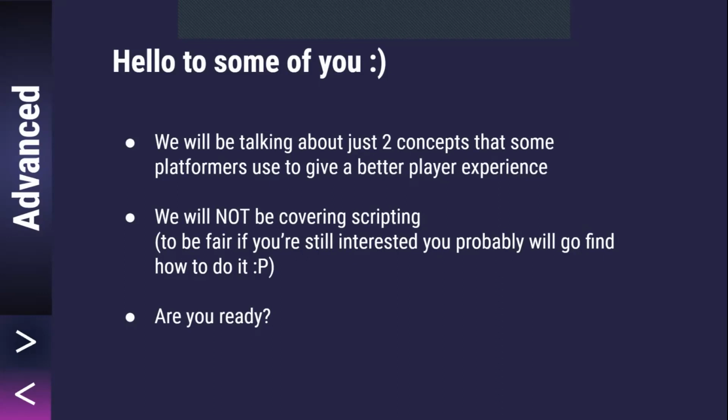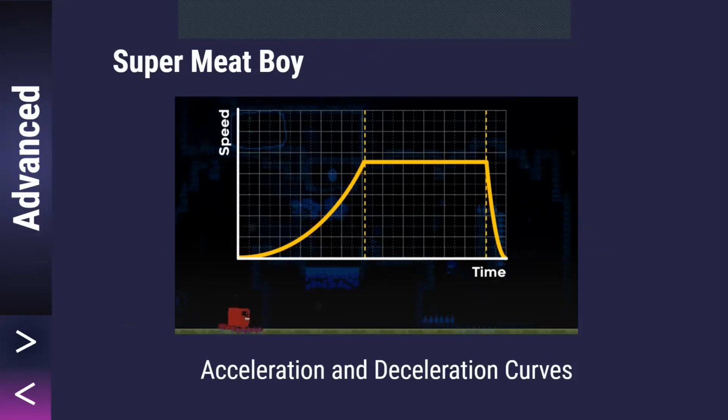These are just airy-fairy concepts that I'm going to go through now. The first thing is acceleration and deceleration curves. Let's take, for example, Super Meat Boy, one of the many platformers out there, one of the better ones. Super Meat Boy has a very, very slow ramp up time, so the character will reach max speed over a longer period of time, but will come to a stop relatively quickly.